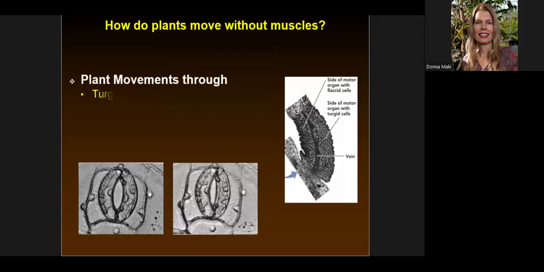Well, we've already learned about one, turgor movements. Turgor is referring to water coming into cells and tissues of a particular area of the plant body, and it causes a movement. So it's hydrostatic pressure, water pressure.